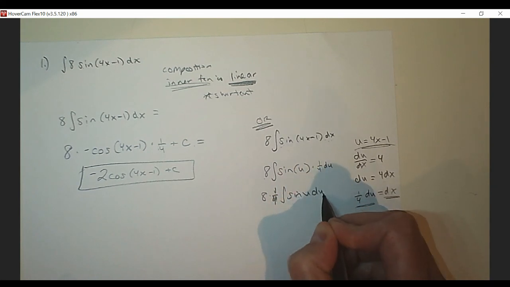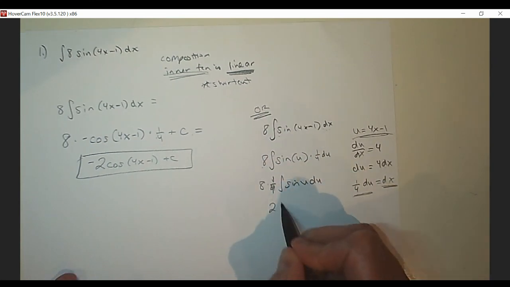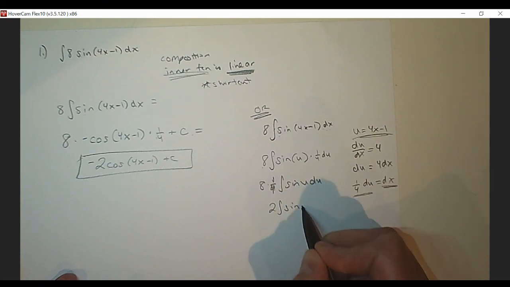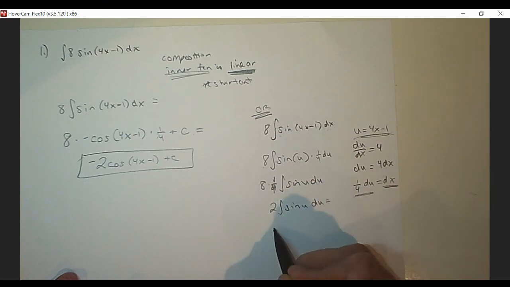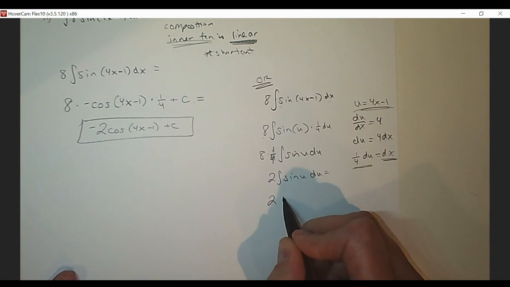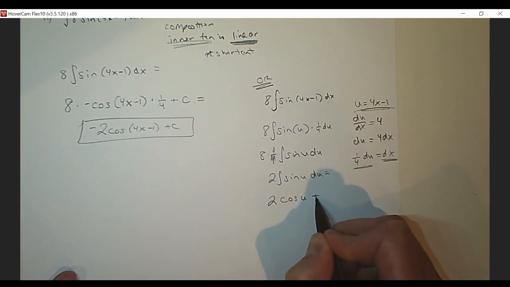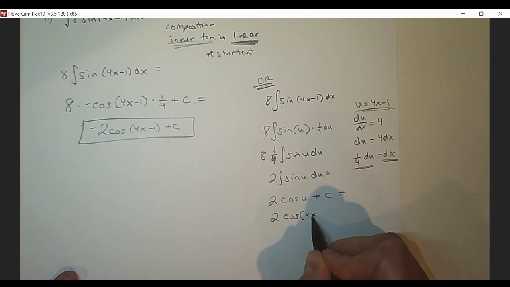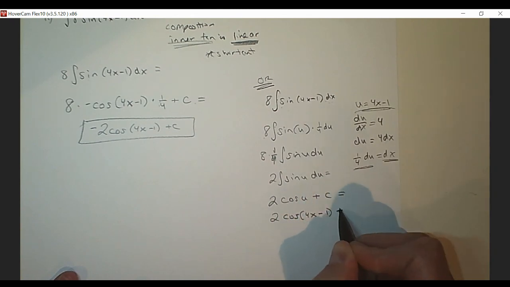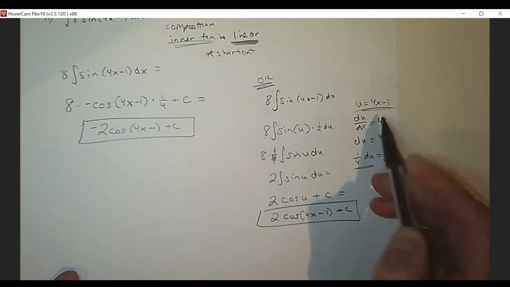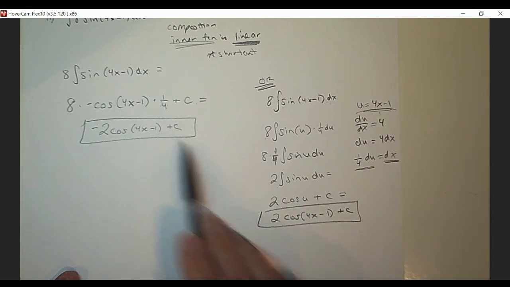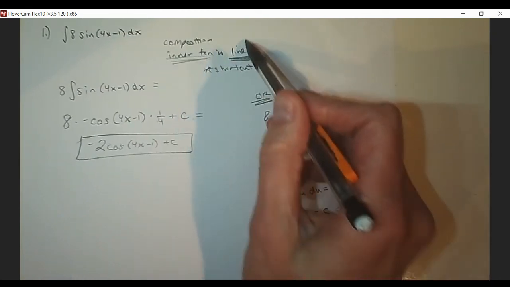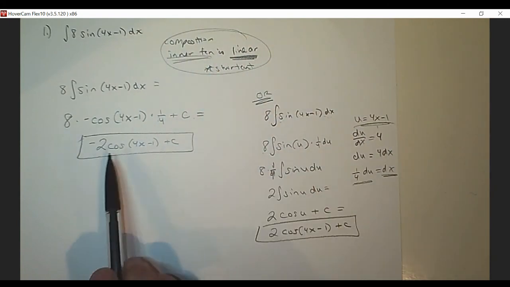And notice I've kept this integral symbol the entire time because I haven't actually found the antiderivative yet. Now I'm ready to find the antiderivative of sine. That's cosine. Don't forget the plus c. And your final step, if you're doing a u substitution, is to get u out of the problem and put the expression with x back into the problem. We do get the same answer. But if you have an inner function that's linear, the shortcut is definitely quicker.